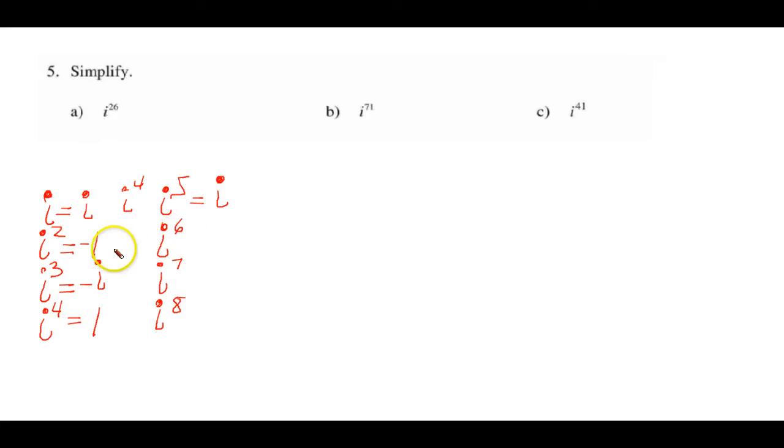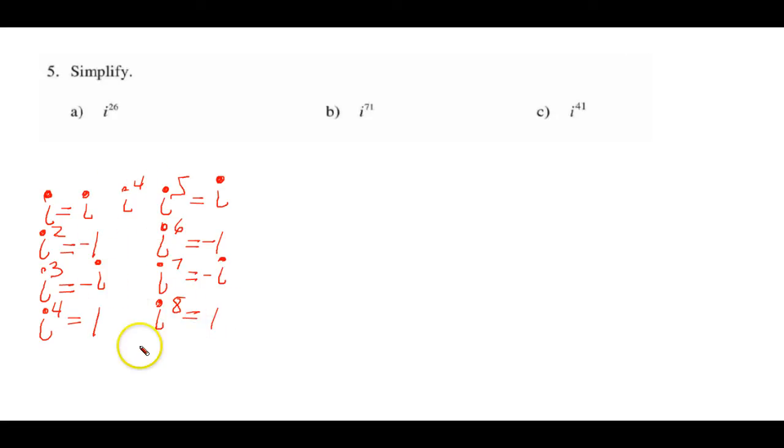Now, i to the sixth would be i to the fourth times i to the second. i to the fourth is 1. i to the second is negative 1. Now, i to the seventh is i to the fourth times i to the third. We've defined i to the third as negative i. Now, i to the eighth is actually i to the fourth times i to the fourth. 1 times 1 is 1.